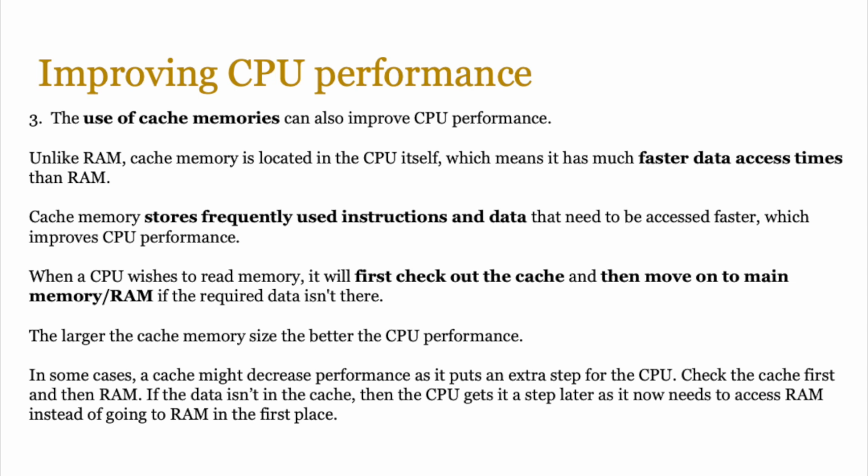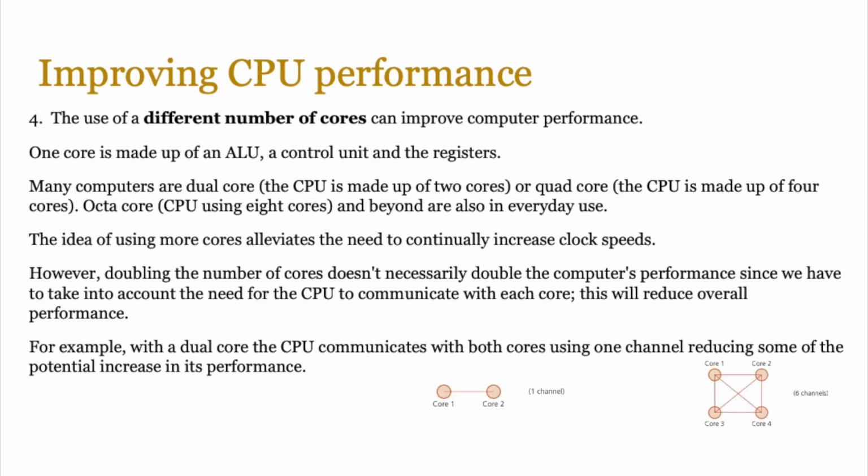However, when a CPU wishes to read memory, it will first check the cache and then move on to the main memory. Now, this can also cause a bit of a performance issue, as sometimes you're taking an extra step to get to the data. So in certain scenarios, the performance can be slower. The final factor is the use of a different number of cores, which can also help computer performance.